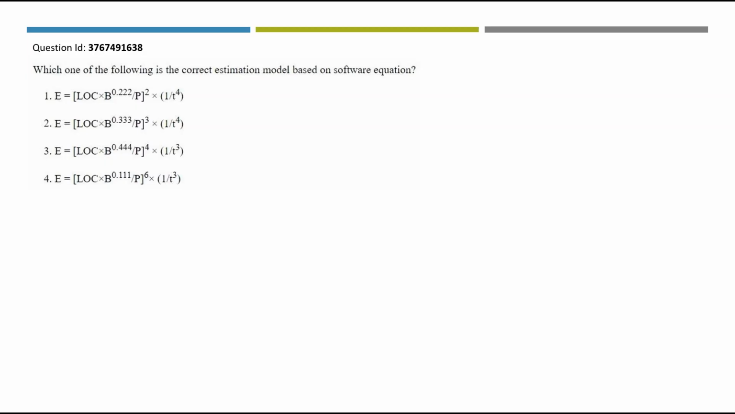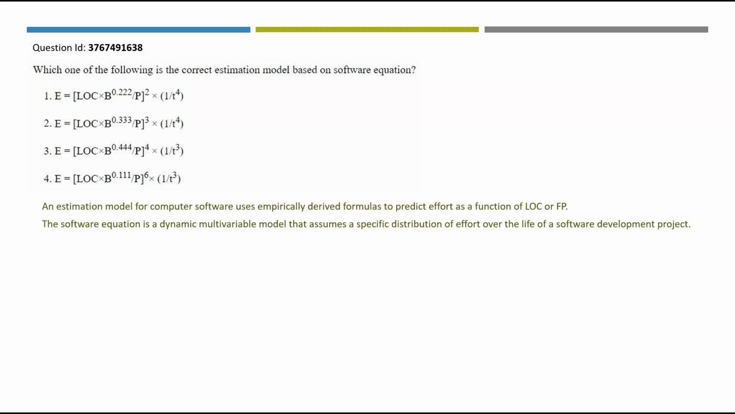What are they actually? An estimation model for computer software uses empirically derived formulas to predict effort as a function of LOC or FP. LOC is lines of code and FP is function points. The software equation is a dynamic multivariable model that assumes a specific distribution of effort over the life of a software development project. This equation is nothing but the effort towards some software development project.